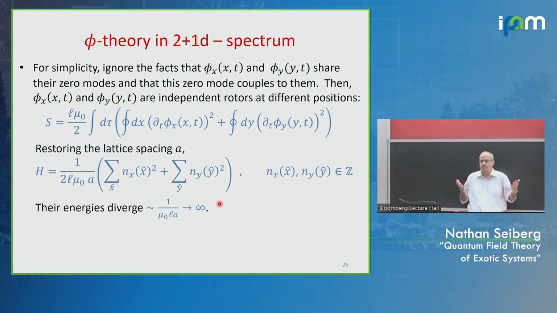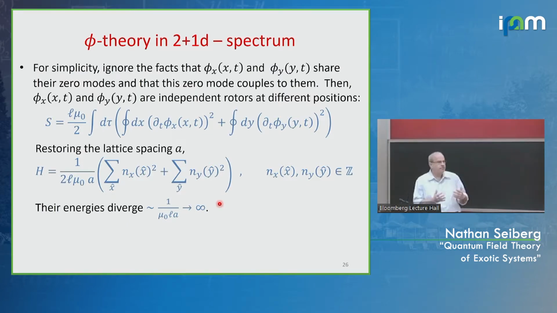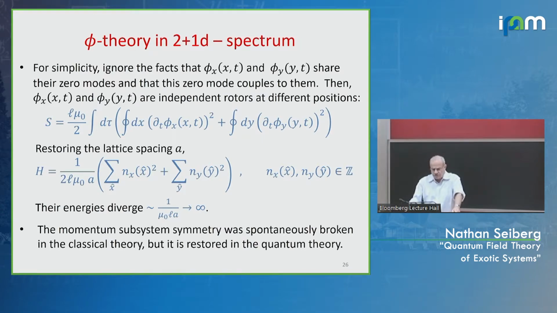spontaneously broken. We are used to the fact that the symmetry that appears spontaneously broken classically is restored quantum mechanically. Not only is it true here, but here it's true by an infinite amount. So all the modes charged under this momentum symmetry actually have infinite energy. So this momentum subsystem symmetry was broken in the classical theory, but it is restored in the quantum theory.